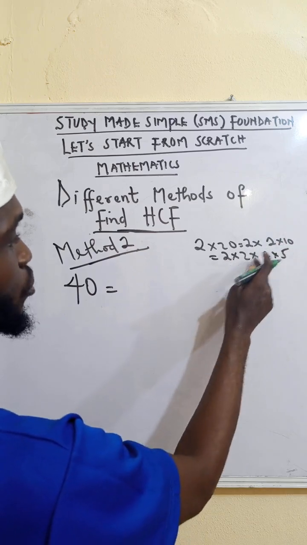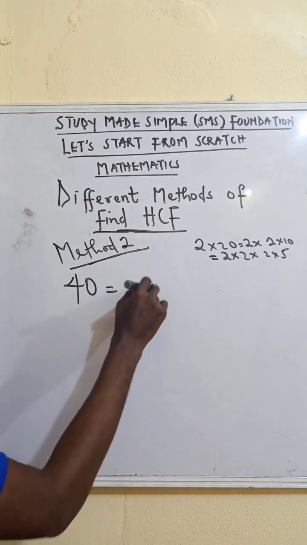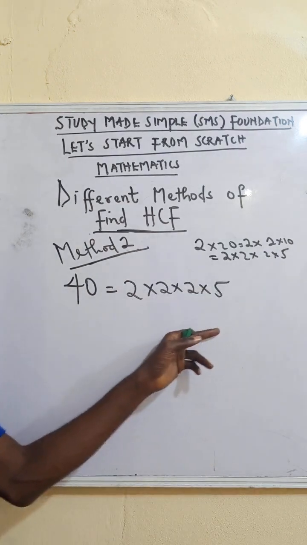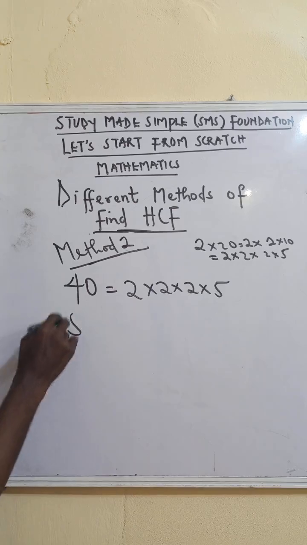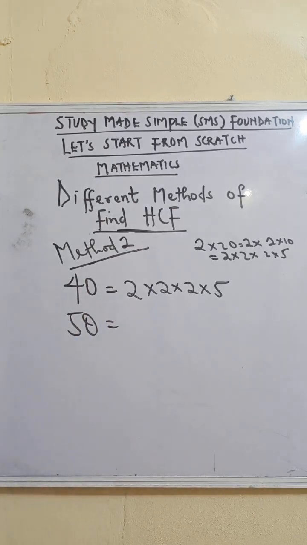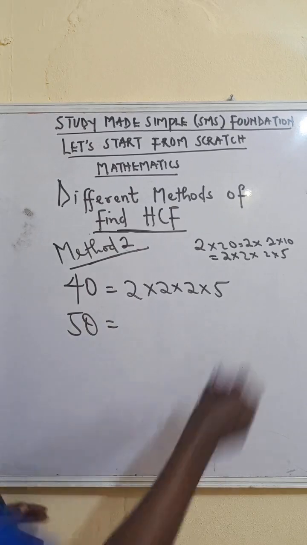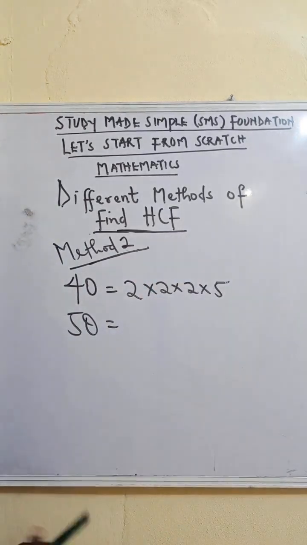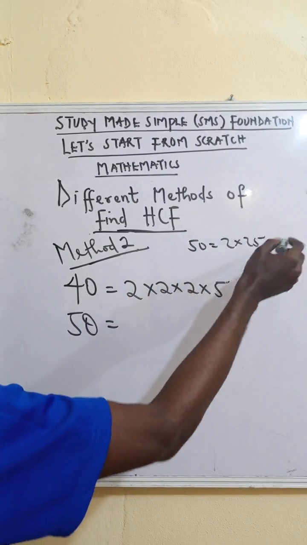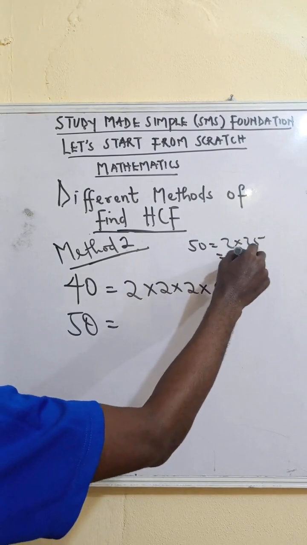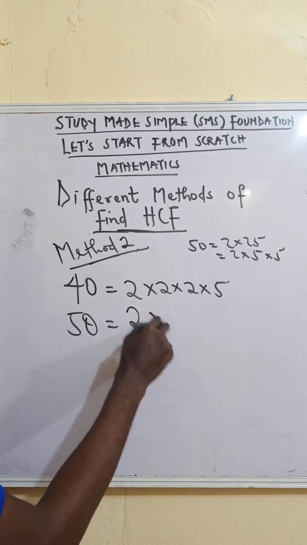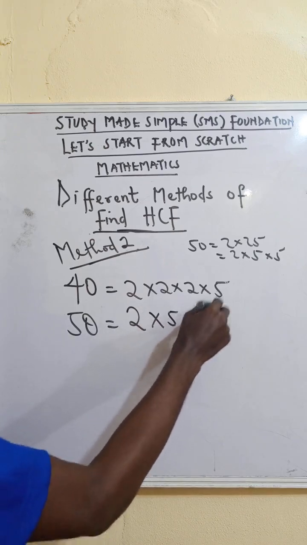So we have 2 times 2 times 2 times 5. That's 40. So this is the product of primes. Let's do the same thing for the second number, which is 50. 50 is the same thing as 2 times 25. So 25 is not prime. That's 5 times 5. So I can write it as 2 times 5 times 5.